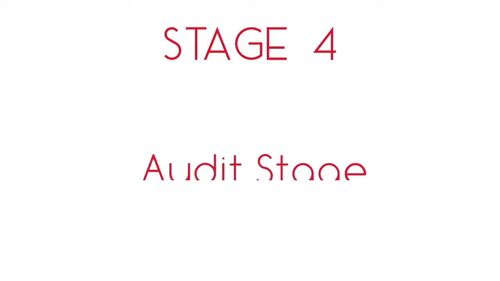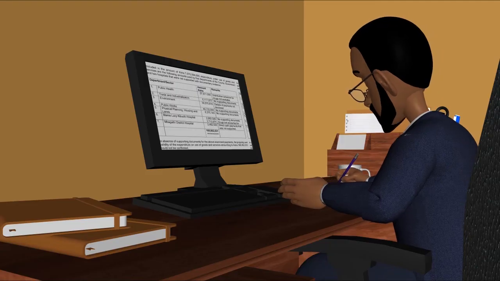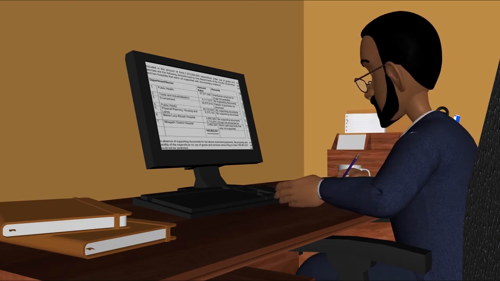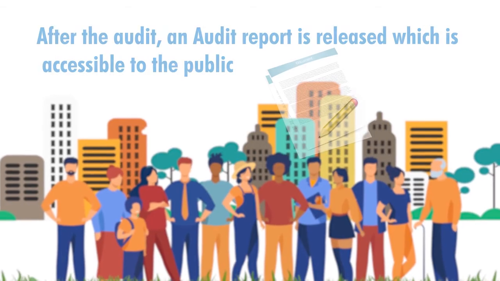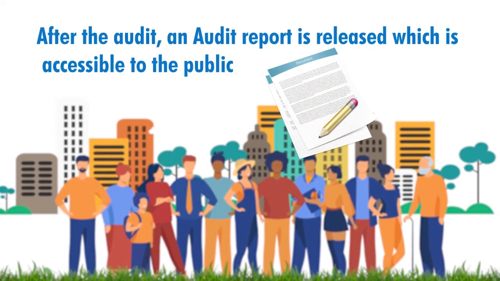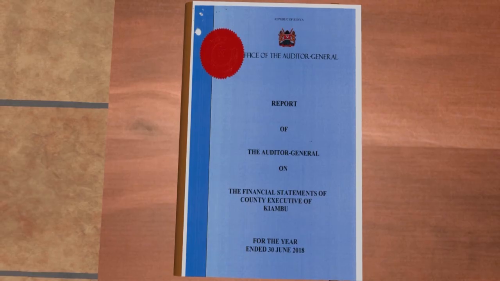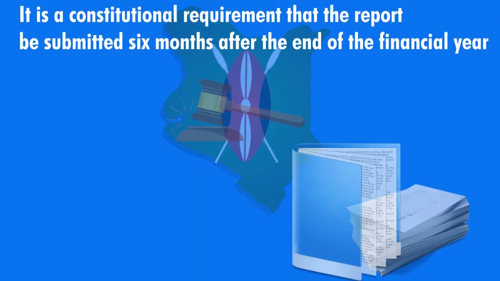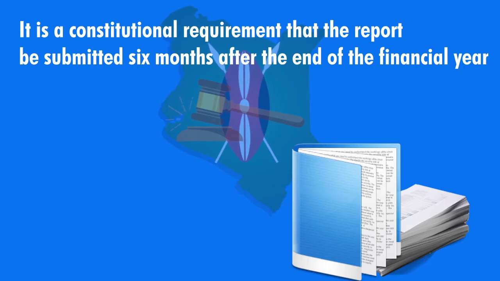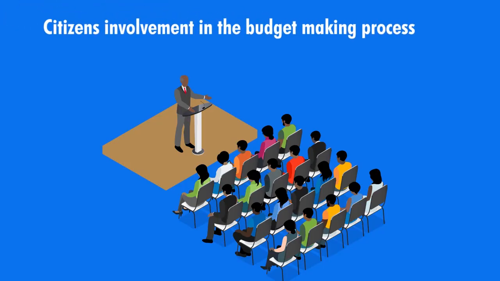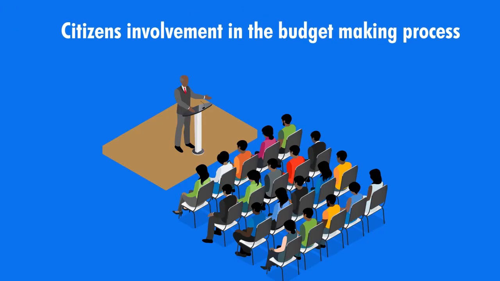The last stage is the audit stage. This is carried out by the Auditor General. It involves conducting an audit to ascertain whether or not the budget was properly implemented and the funds used in accordance with the law and the budget. After the audit, an audit report is released, which is accessible to the public. By 31st of December, the Auditor General must have produced and published county audit reports on the previous financial year. It is a constitutional requirement that the report be submitted 6 months after the end of the financial year. All these processes are very important and citizens need to get involved throughout.